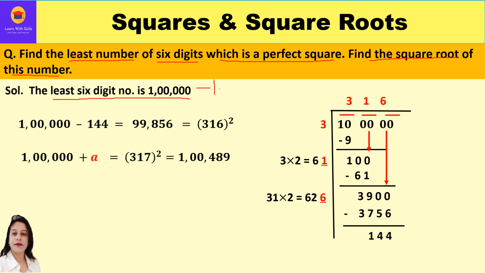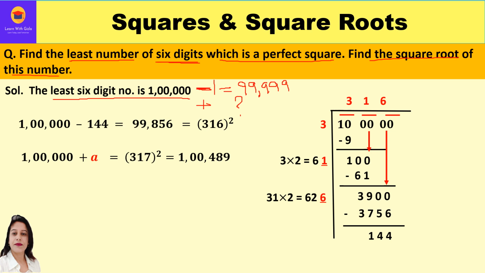If I subtract 1, I will get a 5-digit number. It is no more a 6-digit number. Even if I subtract 1, I will get a 5-digit number, that is 99,999. But we want a 6-digit number which is a perfect square number, right? So I cannot subtract. I have to add. Now what should be added to 1 lakh to get a perfect square number, right? So let us start by finding the square root of 1 lakh by long division method.